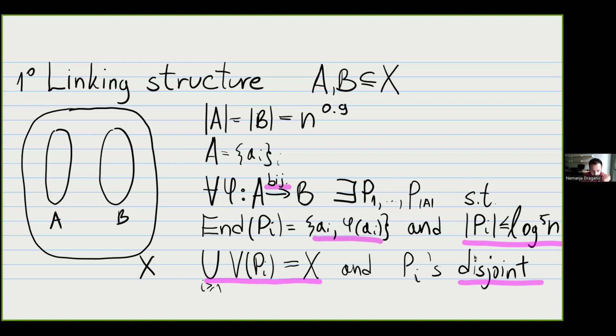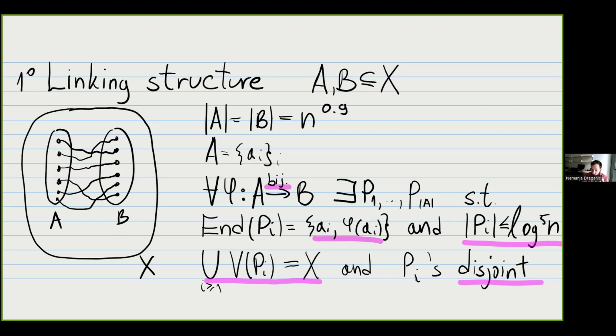Let me repeat it briefly on the picture. I have two vertex sets A and B of size n to the 0.9, and you give me any pairing you want. For any pairing, I can do this inside of this graph. You give me the pairing, and I find you disjoint paths between the pairs which you want. So the paths are disjoint, and the paths are really spanning X.